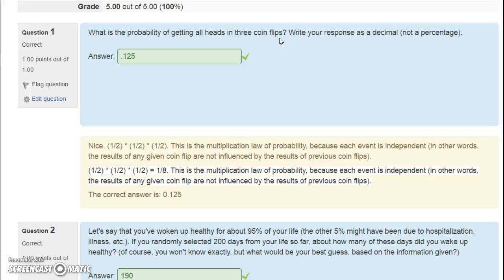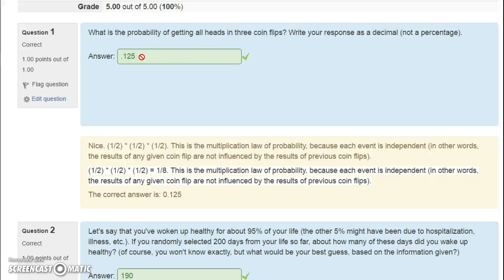So you'd start off heads, heads, heads; heads, heads, tails; heads, tails, heads; tails, heads, heads, and so on. If you list them all out, there will be 8 possibilities. It's equally likely to get any of them. So one of those is all heads. 1/8 would give you this decimal.